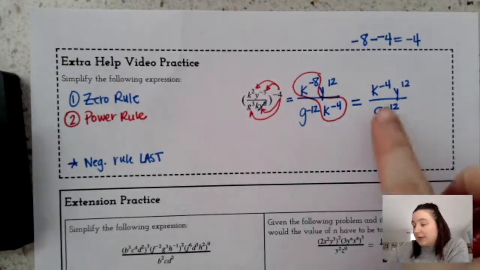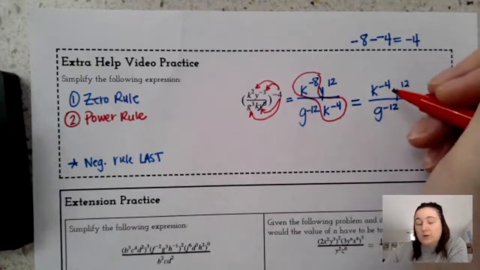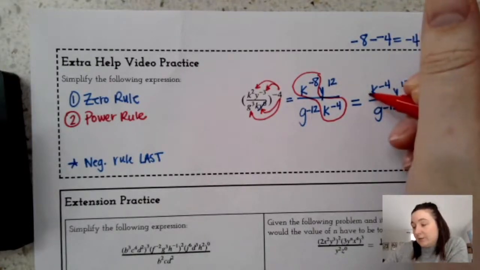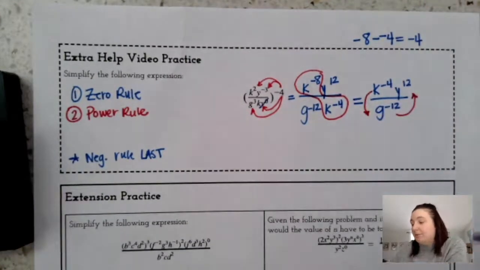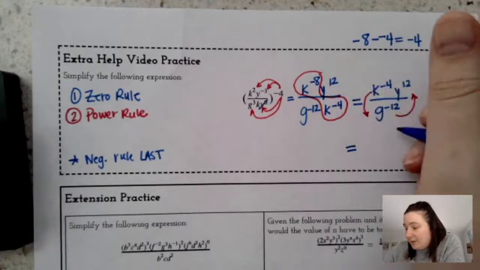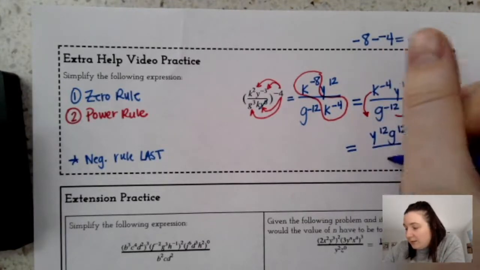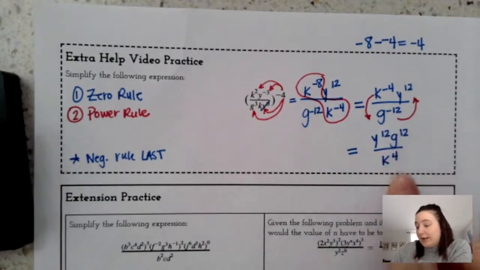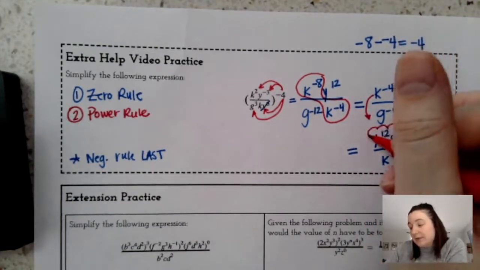So now you see I have 1k, 1y, and 1g, and so I don't have to do the quotient or the product rule anymore. So now all I have left to do is the negative rule where I can move this to the bottom and this to the top. And that's my very last step. So I have y to the 12th, g to the 12th, over k to the 4th. Now I have no negatives, I have no duplicates, and I do not have a number to an exponent, so this is my final answer.